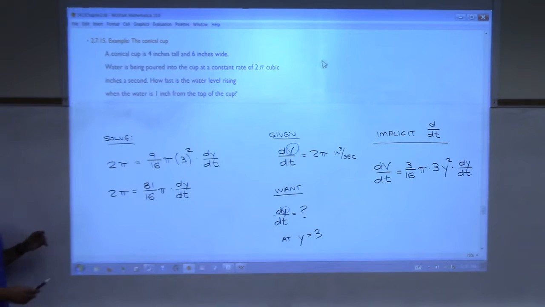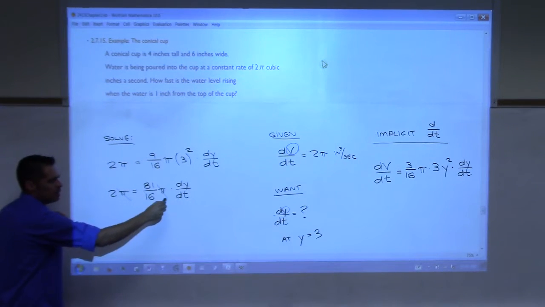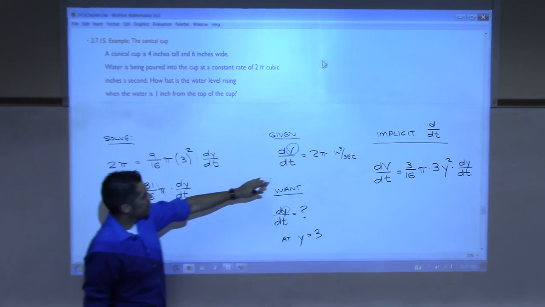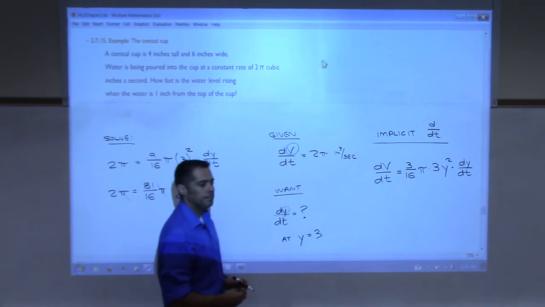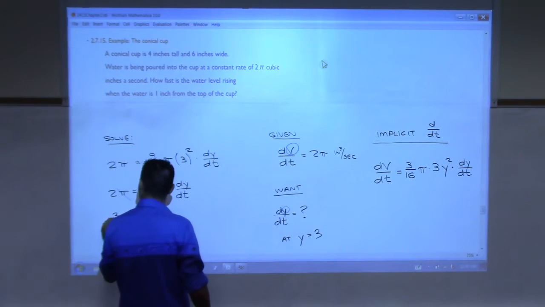The pi's can cancel. Did I mention that last class? Like if you see pi here and pi here, just cancel them. It's like you're dividing by pi on both sides. That makes that quick and easy. That's given. Change in volume, dv dt, this side right here is 2 pi. The rate at which the volume's changing. And multiply both sides by the reciprocal. So you multiply both sides by 16 over 81. I think you get 32 over 81.